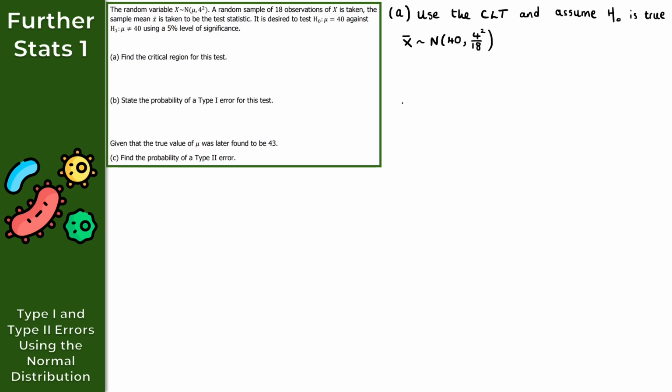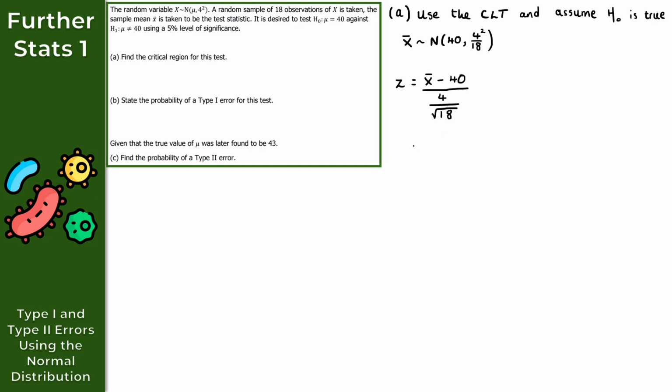Now, what we need to do next is standardize the x bar variable. If we do that, what would we get? Well, I get that z is equal to x bar minus the mean, which is 40, all over my standard deviation. This is the variance, so I need to take the square root of it, and I get 4 over the square root of 18.